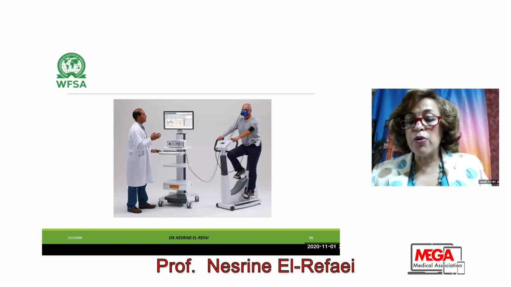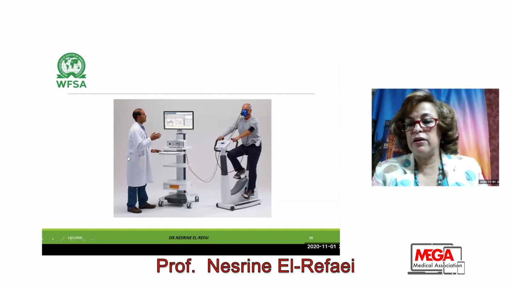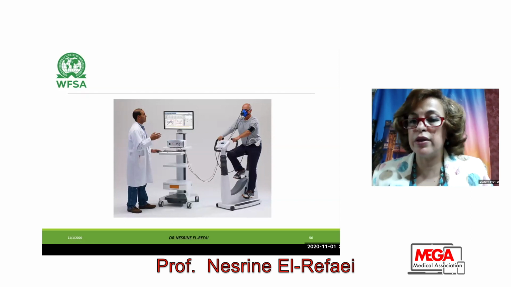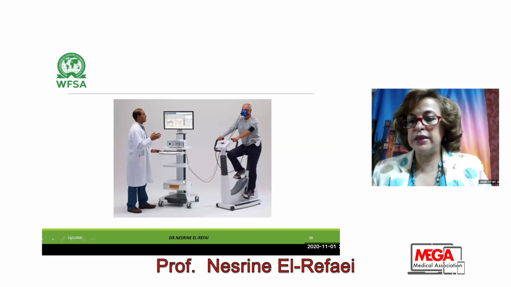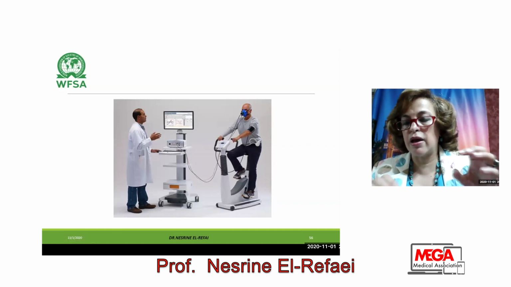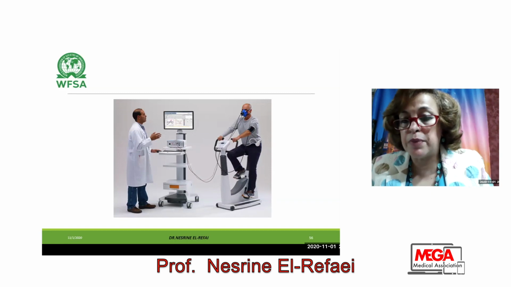And now they have maneuvers for the obese patient to detect their cardiac function with exercise. So they don't have to use these bikes and these ordinary devices. The cardiologists in some centers have other devices that the morbidly obese patient can use.